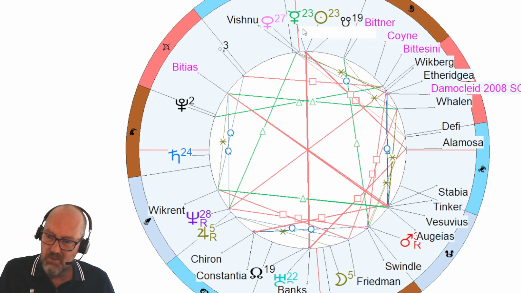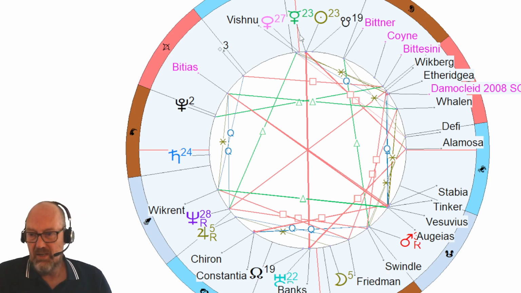We see here the Sun conjunct Mercury opposite Uranus. Not quite in the neighborhood there, and also banks conjunct Uranus. So that's a general indication that there might be some stuff happening.